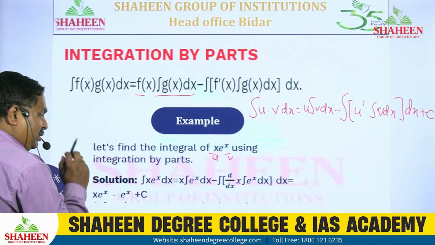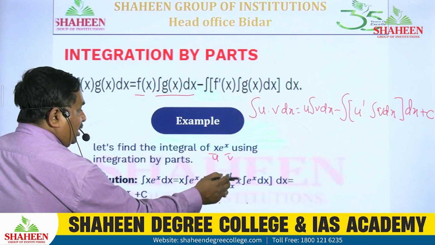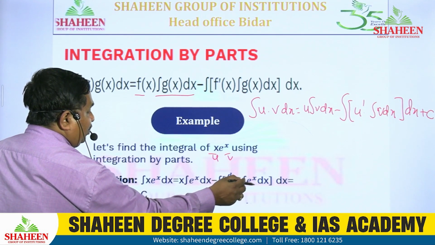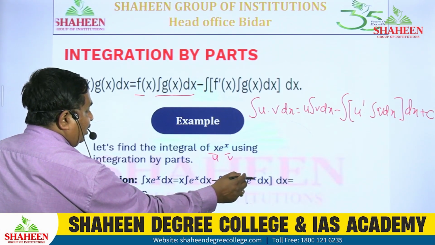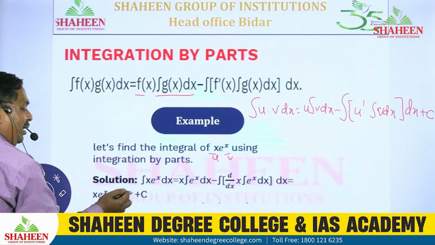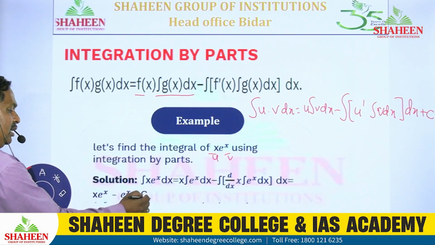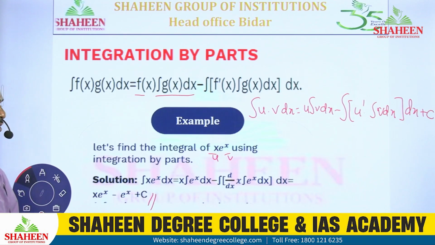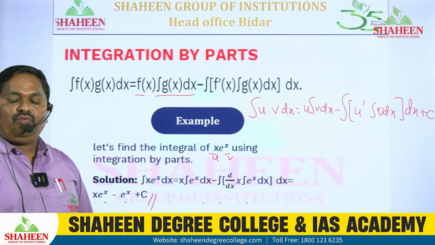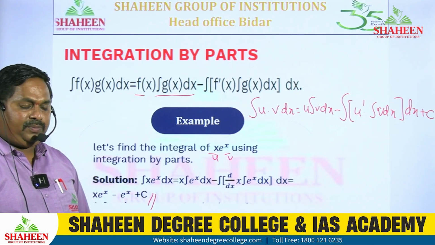Now we know that here integration of e power x is e power x, that becomes x into e power x, minus derivative of x, which is 1. Only integration of e power x remains, and we know that integration of e power x is e power x. So the answer is x e power x minus e power x plus c. This is our final answer. So in this way we are integrating the function which is in multiplication.